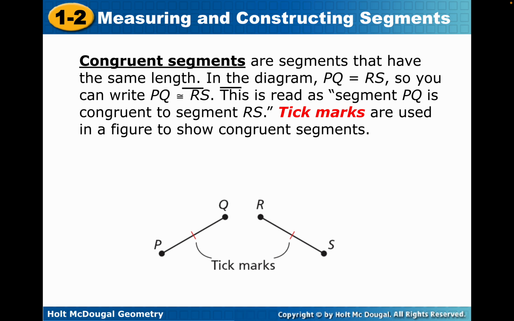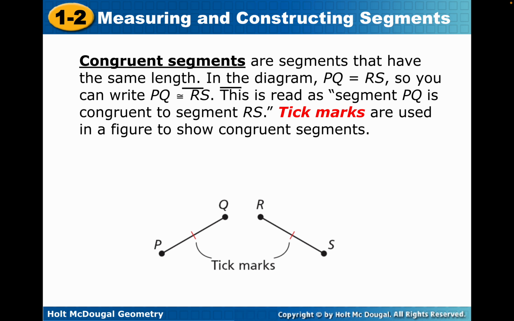When we talk about congruent segments, it's important to know what tick marks are. If we have 2 segments that are the same value and they are congruent, these tick marks are going to tell us that those 2 line segments are congruent to each other. So they're going to have the same exact value. In some examples, it's not going to tell you they're congruent. But if we see these tick marks, we know that they're congruent. We know that they're the same value.